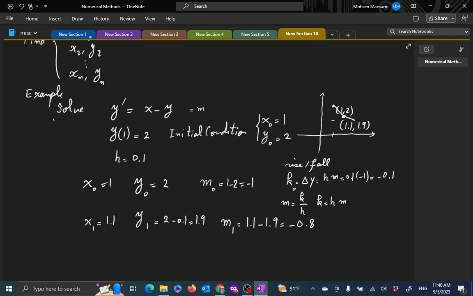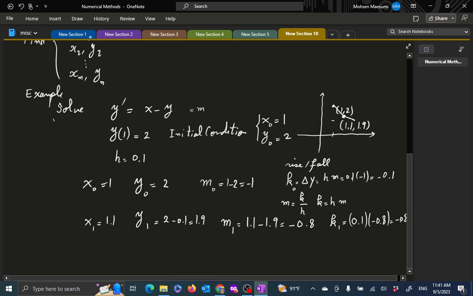Okay, now what is my rise in this situation? My rise is going to be my new slope times the h that we kept fixed in order not to make our life too complicated. So h was 0.1, the slope is -0.8, and when I multiply them I get -0.08.